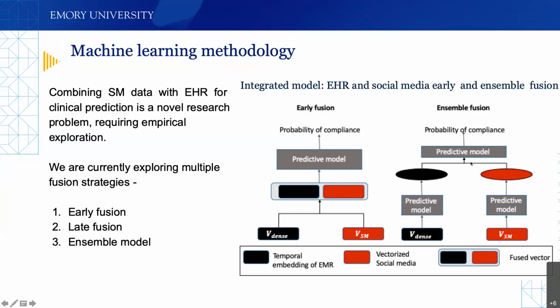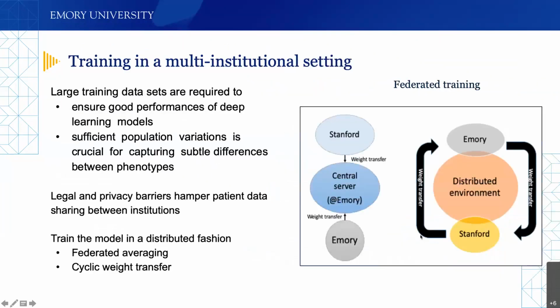Finally, we have a meta learner, which is another predictive model which finally predicts the probability of non-adherence. But as I mentioned before, we don't have really enough data to train this kind of very, very complex model. So that's why we are going for a multi-institutional setting, where we are applying federated learning.